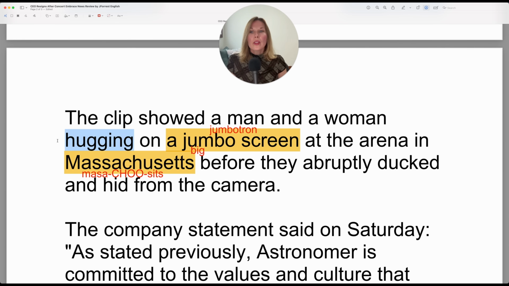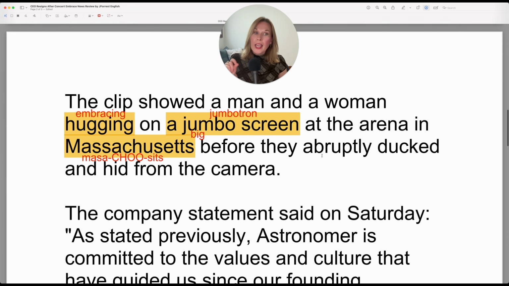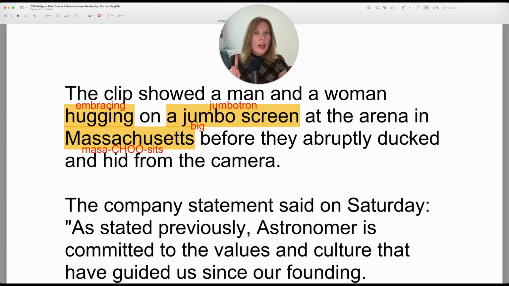And here they're using the word hugging, which I showed you in the clip. That's what they were doing. But what's the other word that you can use? The verb? Embracing, embracing. It showed them embracing. Let's review this part. Before they abruptly ducked and hid from the camera.